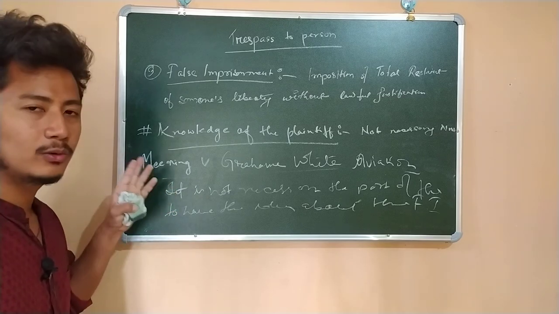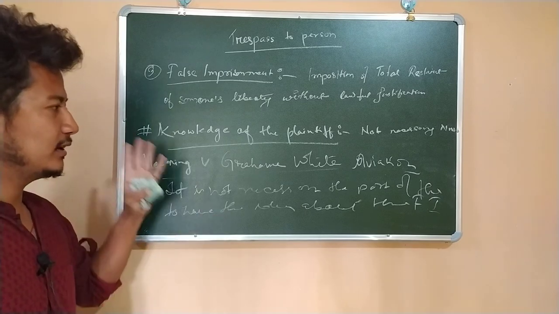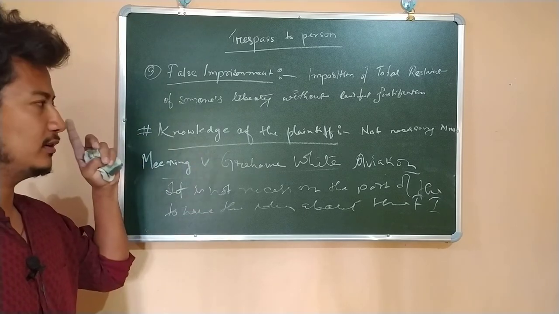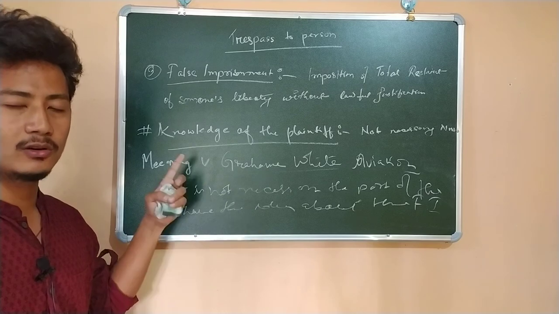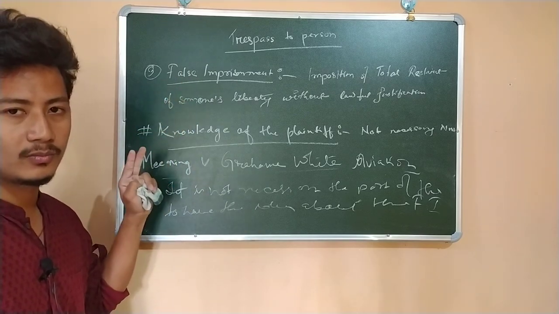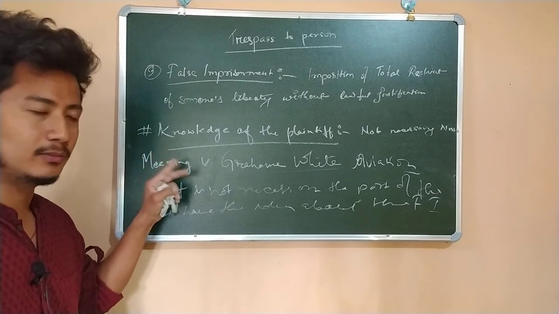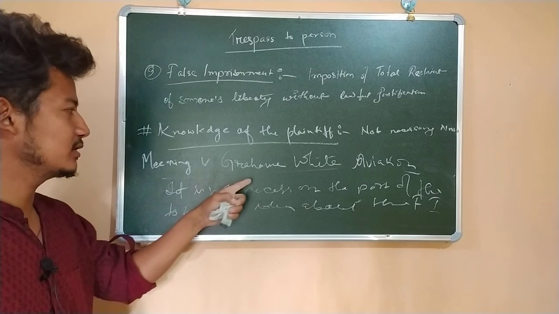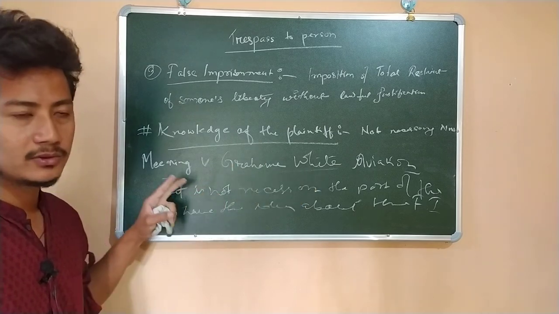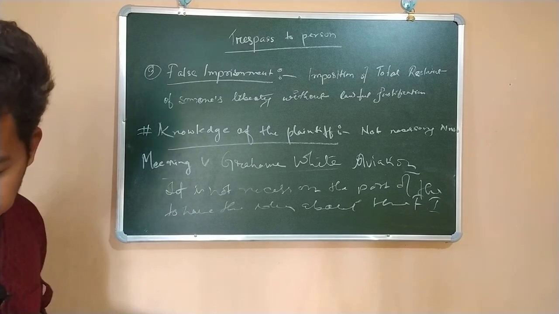The court said that this is more logical, and that is why the current rule is that the knowledge of the plaintiff is not necessary in order to constitute false imprisonment. Earlier it was Herring versus Boyle, in which it was said that it is necessary. But in the case of Meering versus Graham White Aviation, the court said that it is not necessary. Simple.